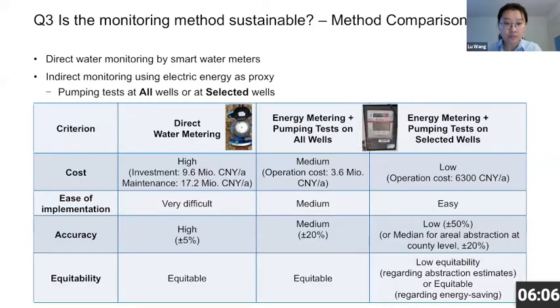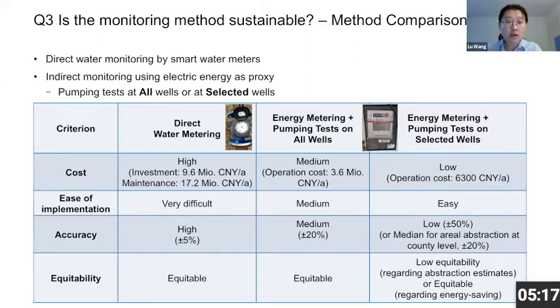Next, please. The final question is whether the monitoring method is sustainable. We compared our indirect method with the direct water metering by four criteria listed in the left column regarding groundwater control. Ease of implementation and system robustness are more important than accuracy, as long as farmers are treated in an equitable way. Due to the difficulty in maintenance and lack of farmers' cooperation, none of our six smart water meters still function after the three-year testing period. The local water department also has similar failure experience in direct water metering.